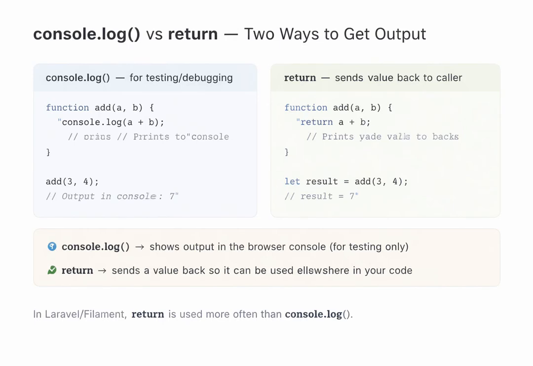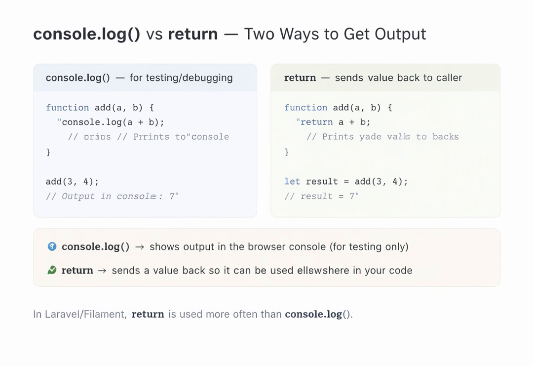Before we wrap up, let's address a question that came up in class, the difference between console.log and return. This is a really important distinction. Console.log is purely for testing and debugging. When you write console.log, you're telling JavaScript to print something to the browser's developer console so you can see it. It's like a window into your code while you're building it. But that value doesn't go anywhere useful. It just shows up in the console.